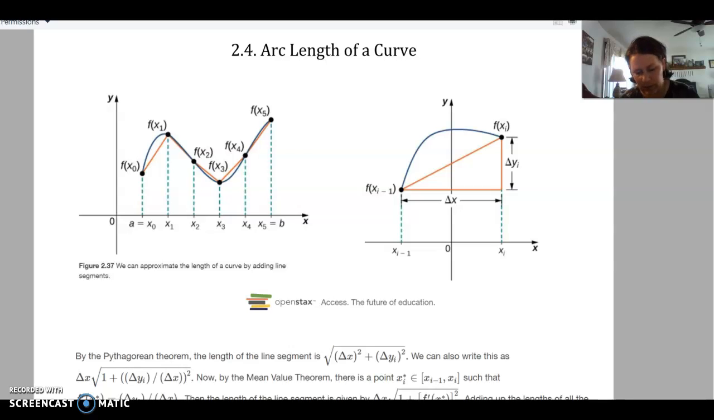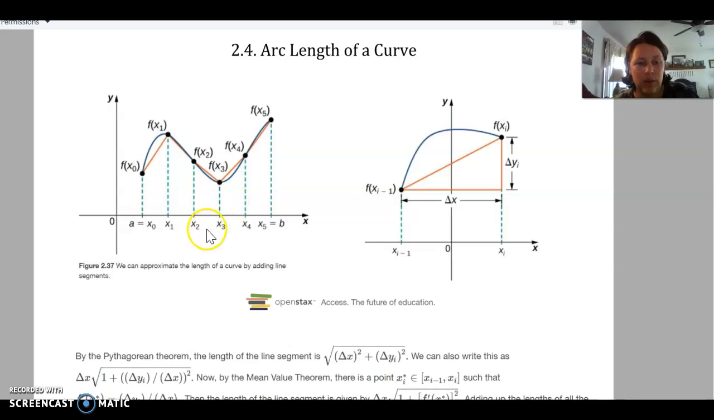Okay, hello everyone. We are going to be working on section 2.4, the arc length of a curve. And this is just the first half of 2.4, so I should have put 2.4 part 1 up there. In this section, we are going to be looking at arc length.